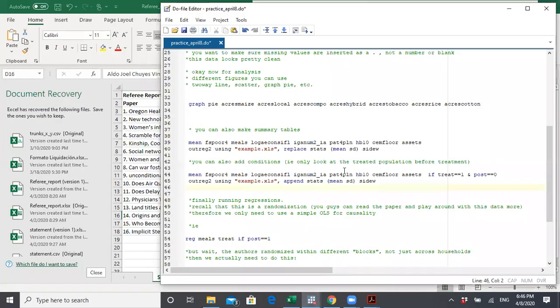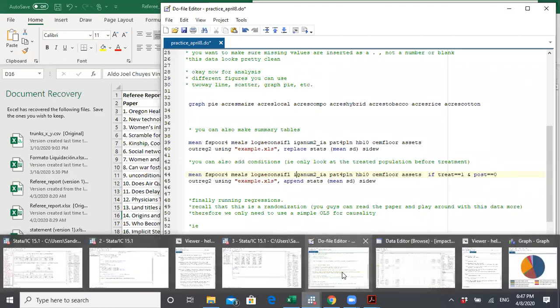Then I do the same mean, except this time I make some if conditions. I say, I only want to know the mean if the group is treatment and if post equals 0. Post is a dummy variable for the 2 time periods: post equals 0 before treatment and equals 1 after. So I'm only interested in before treatment for the treatment group. I'll do the exact same thing except put append instead of replace, right?